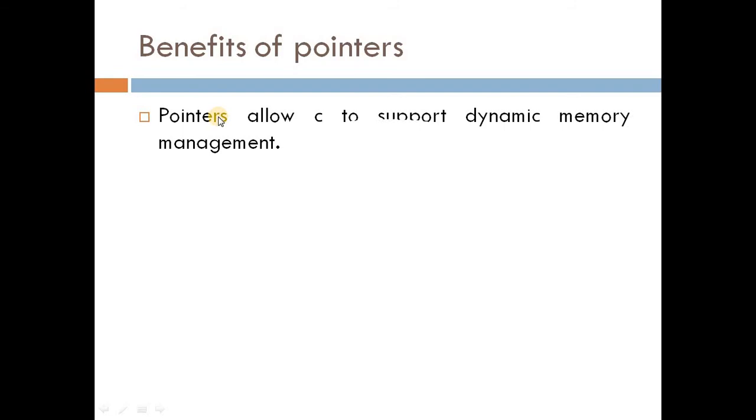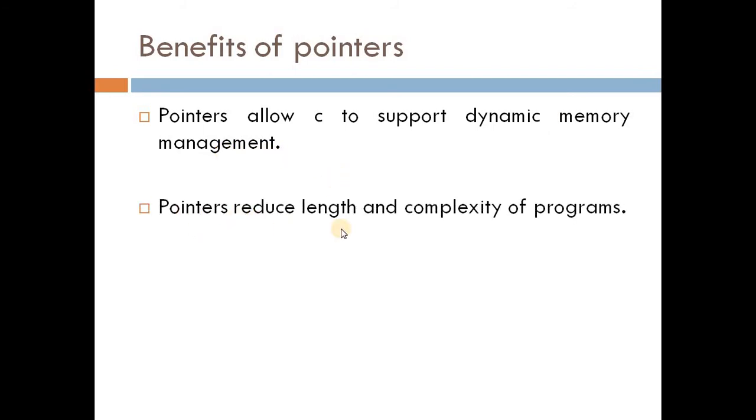More benefits, pointers allow C to support dynamic memory management. In C we can dynamically obtain or allocate memory when we are running a program. At that time we are going to use the concept of pointers. So pointers allow C to support dynamic memory management. Next benefit, pointers reduce length and complexity of program. When we use pointers in our programs, it reduces the length of the program and also the complexity of the programs.